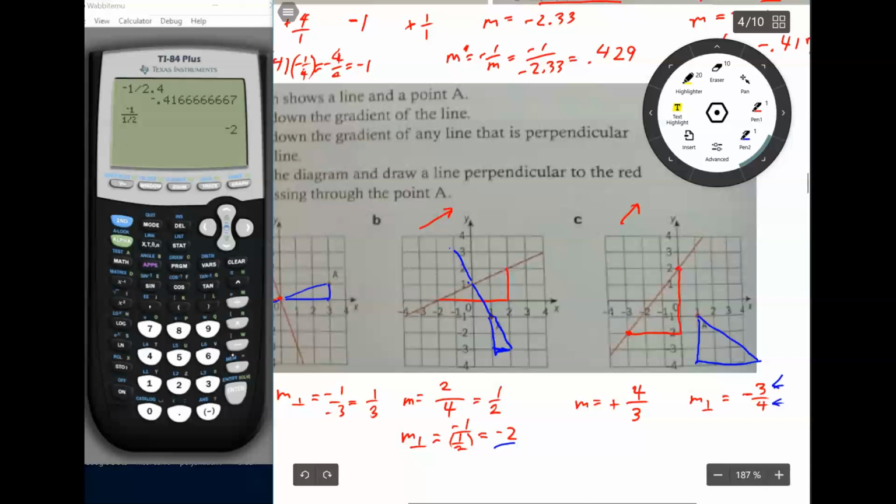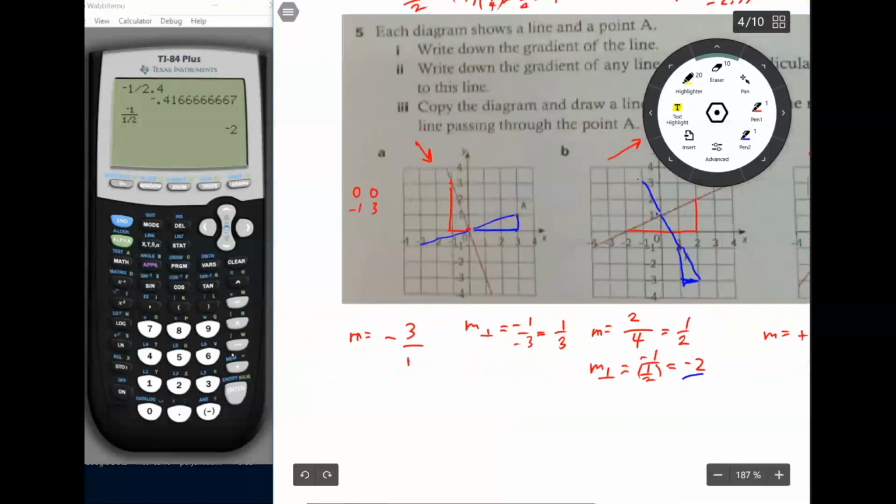And so if we were working backwards, we'd count back 4, and we would go up 3. Okay, so that's kind of what it would look like. All right. Okay, and so that blue line should be perpendicular to the red line because we drew it with a slope of -3/4. And I think that's it for this page.